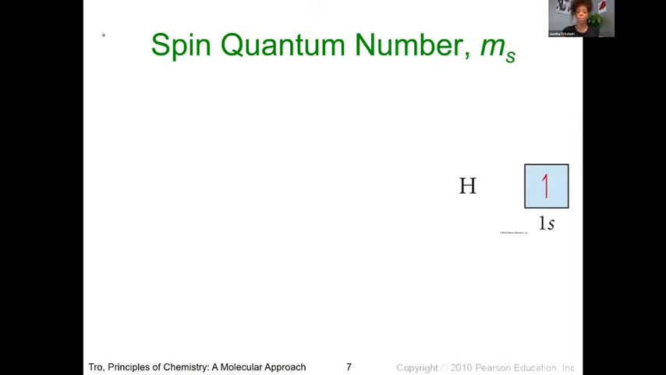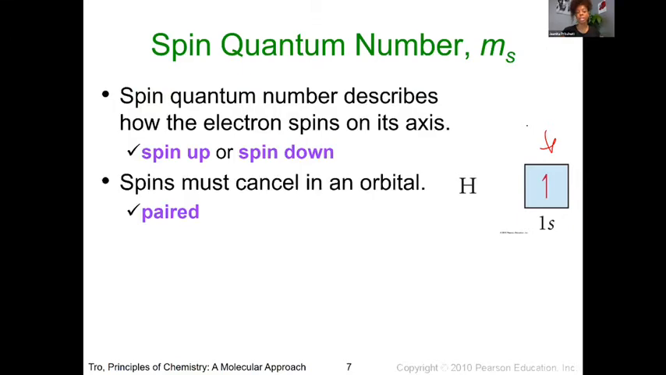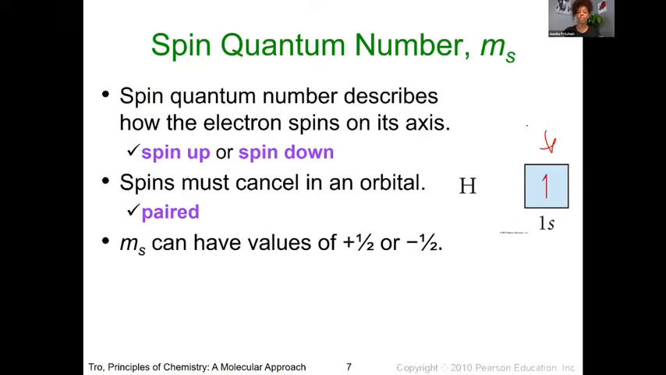By convention, when we're representing these electrons in an orbital diagram, we show them as a half arrow, which is what you can see on the right-hand side. This final quantum number, this MS value, is going to be based off if the electron is going up or if it's going down.